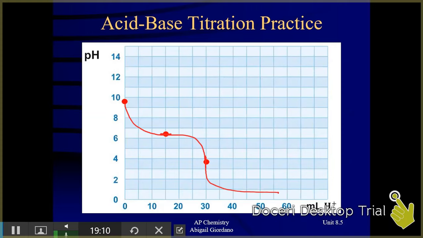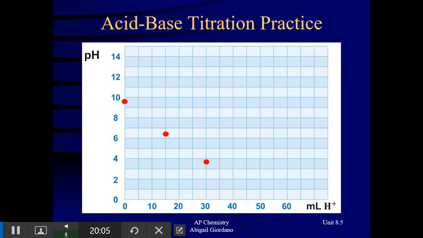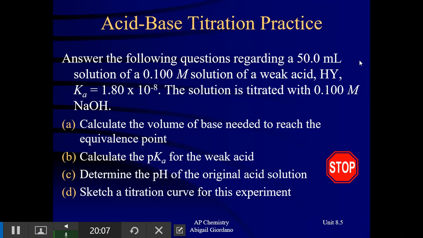Let me say one more time, if you're asked to sketch a titration curve, you need to plot at least 3 data points. The pH at 0, the pH at equivalence and the pH at the halfway point. And you'll always be given enough information to find those pHs. So I want you guys to pause the video and try this. This kind of brings together things we talked about in the last unit and graphing in this unit. So give it a try.